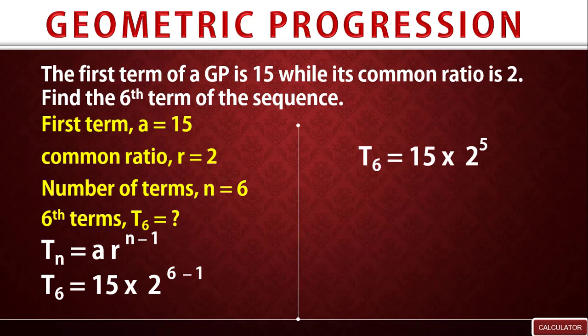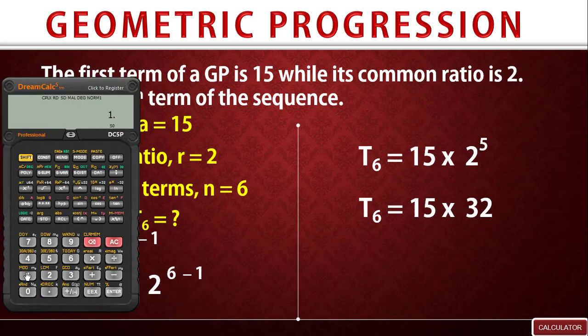Okay, now so our 2 raised to the power 5 is 32, and so we have T6 equals 15 times 32. Okay, now so we have 15 times 32. What does it give us? Equals to, that's 480. That means our T6 is 480.